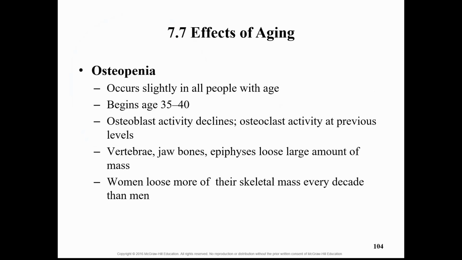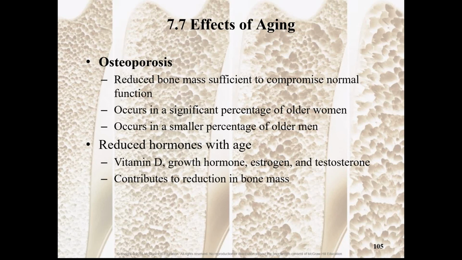So osteopenia occurs slightly in all people with age. At about age 35 to 40, the osteoblast activity declines, osteoclastic activity continues at its previous level, and so we start getting larger holes in the bone, and the vertebra, the jaw bones, and the epiphyses of long bones are going to lose a lot of mass. Women tend to lose a lot more of their skeletal mass every decade than men do. So in the background here, you can see the progressive effects of something called osteoporosis. Porous is to have holes in it, and so osteoporosis is having a lot of holes in your bone.